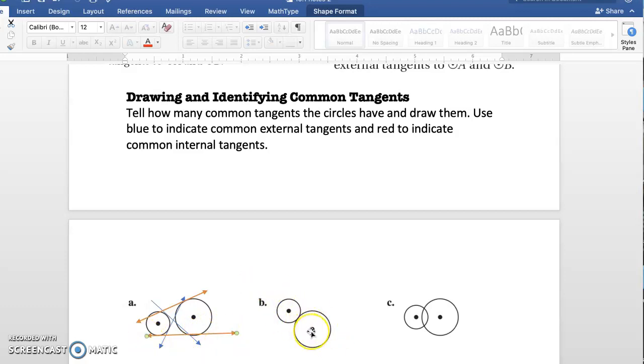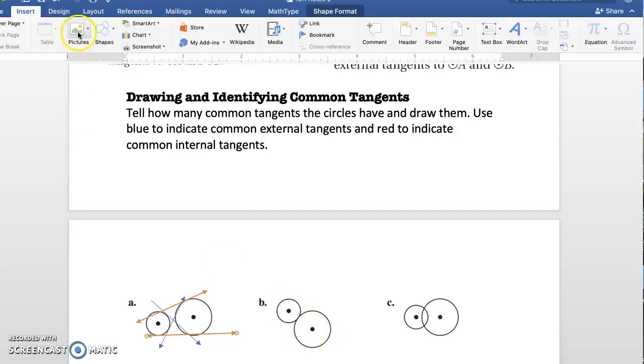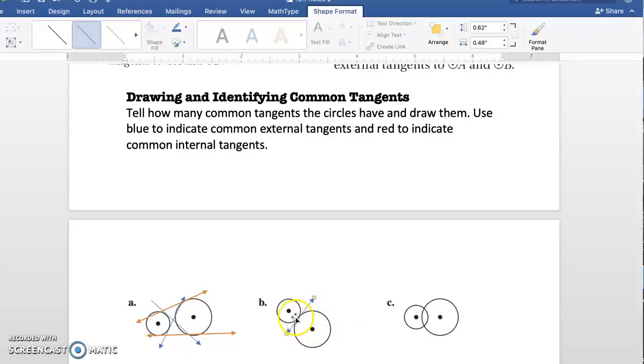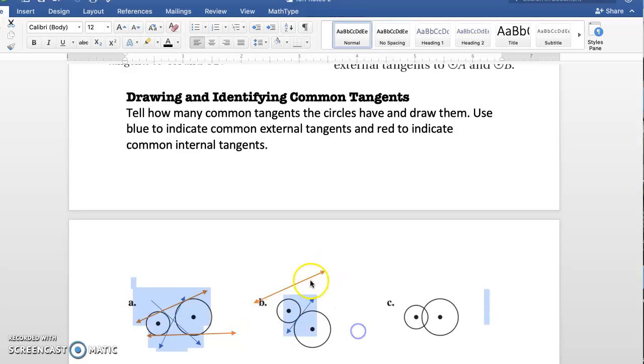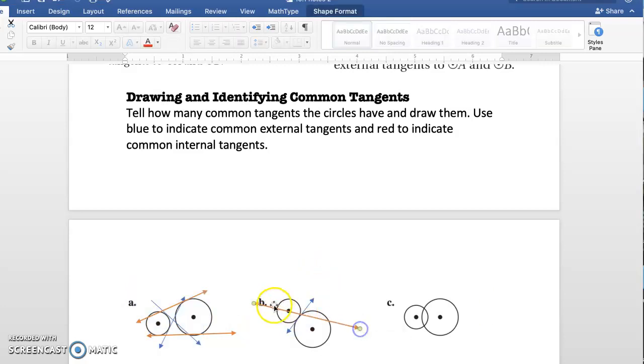For letter B, I want to see if I can draw any internally tangent lines. So I can see that if I draw one directly through the middle of them, that would only intersect them each at one point. I know it does look like it is more than once, but it is only one time on each circle. And then if I want to draw an external line, I can see that I have one on the outside. Again, drawing to the best of your ability.